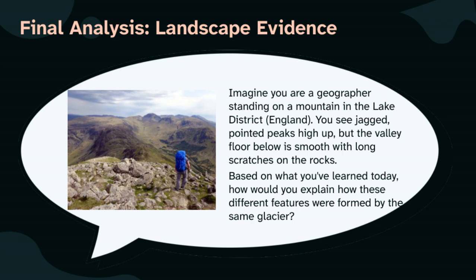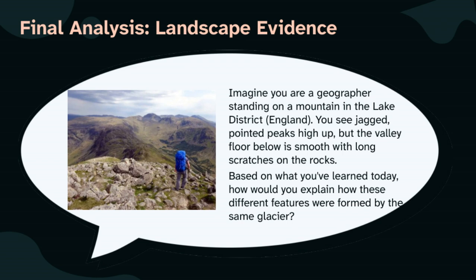Based on what you have learned today, how would you explain how these different features were formed by the same glacier? This is asking you to connect evidence with processes. Jagged peaks suggest freeze-thaw weathering. High up, above or near the ice line, water repeatedly froze and thawed in cracks, breaking rock apart and creating sharp, angular features. The smooth valley floor suggests abrasion.